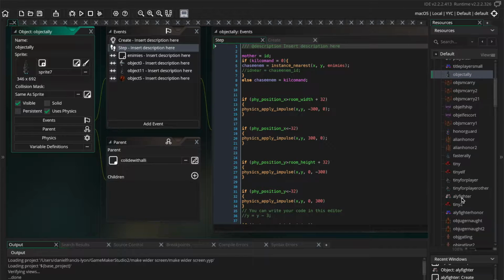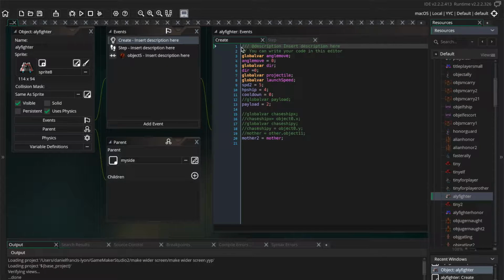And that way in the create event, that mothership creates this ship, and as it creates this ship, this global variable mother, at the very moment when the mothership creates this ship, global variable mother equals the specific mothership that created this ship. So in the create event, mother2 equals the specific mothership that created this ship. So that's how this fighter ship knows who its mothership is.